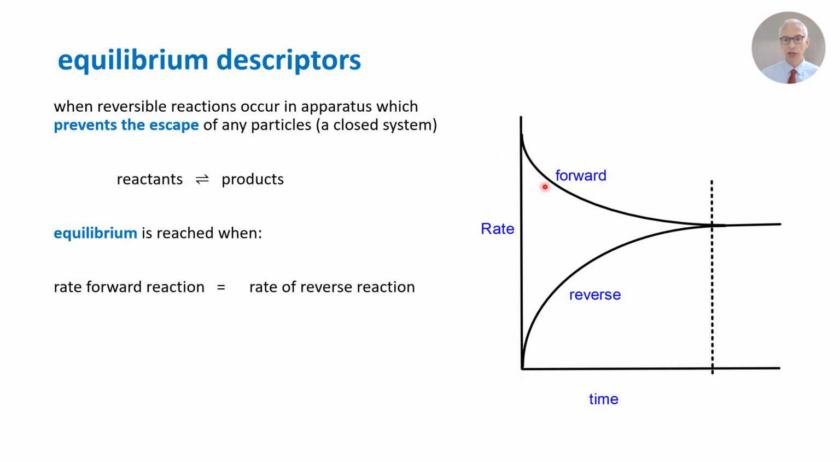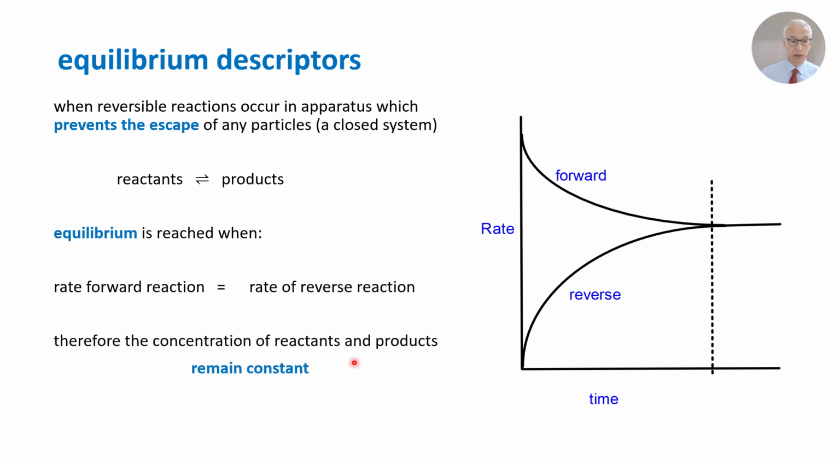As time goes on, the rate of the forward reaction decreases and the rate of the reverse reaction increases until they reach the same rate. You may be expected to interpret this graph. At equilibrium, the concentration of reactants and products remain constant. So 3 descriptors, closed system, rate of forward equals rate of reverse. The concentration of reactants and products remain constant. Often a multiple choice question.